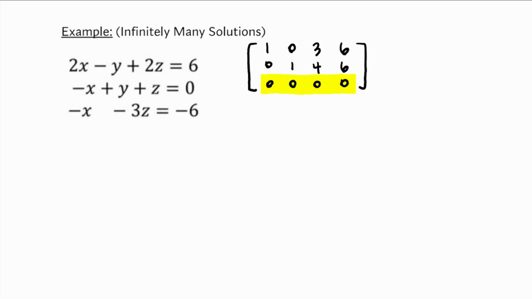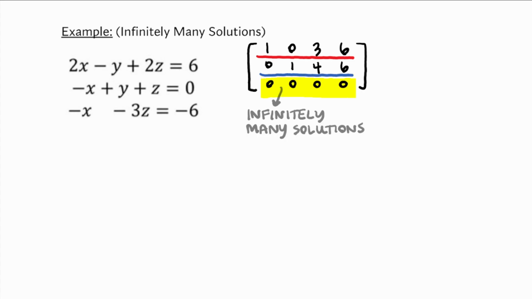Just like before, we're going to translate these rows into equations. And I forgot to say that I know that I've got infinitely many solutions based on that. So when we translate from matrix to equation, we're going to have 1x plus 0y's plus 3z's equaling 6. And then from the second row, we're going to have 0x's plus 1y plus 4z equaling 6.